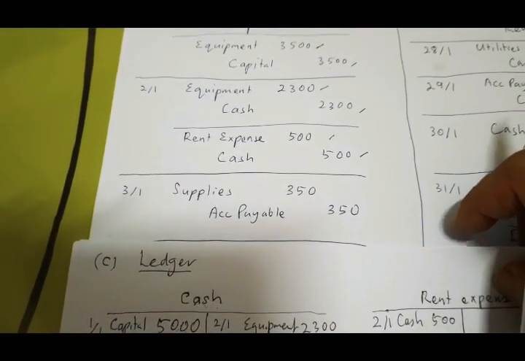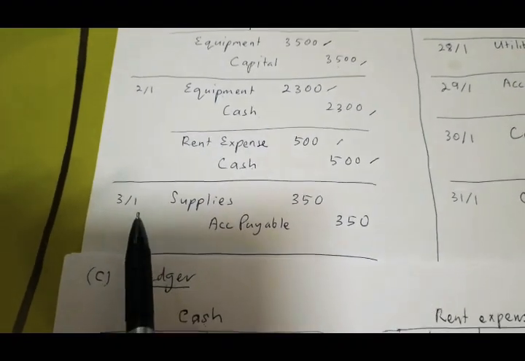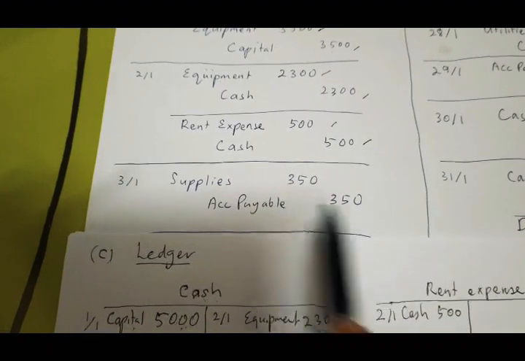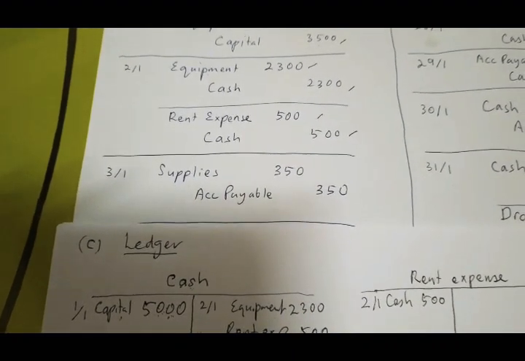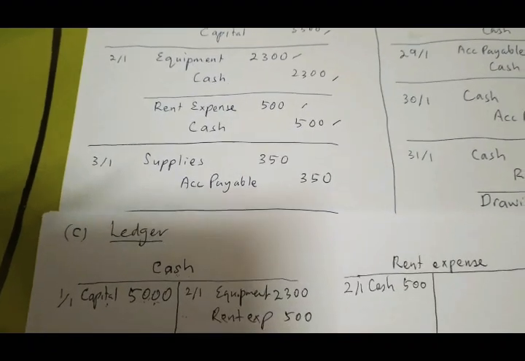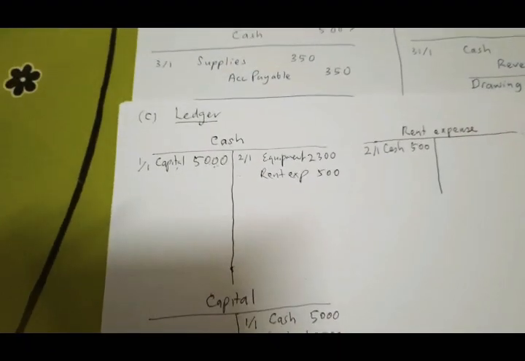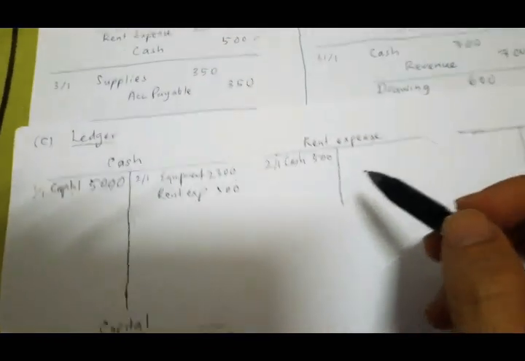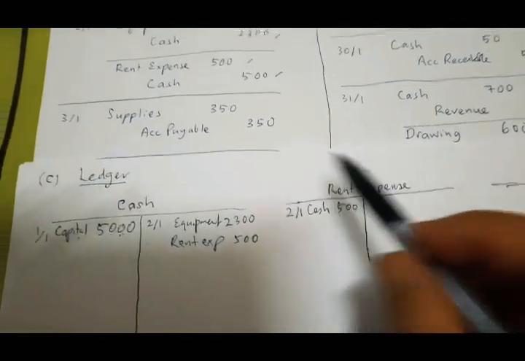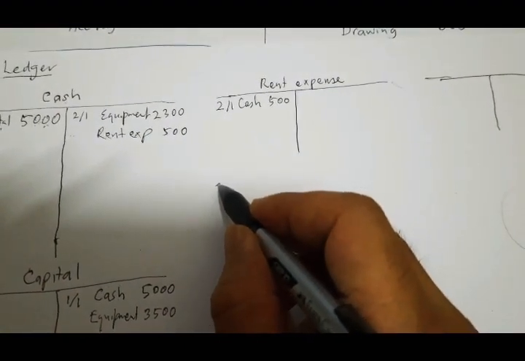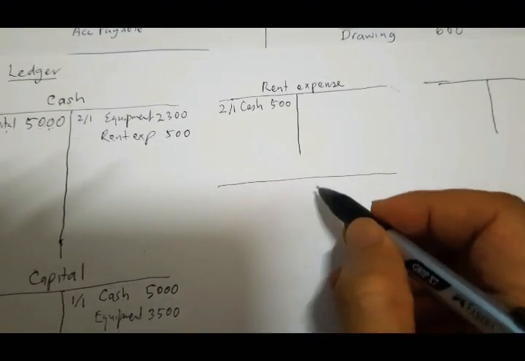The next thing is on the 3rd of January, debit supplies 350. Do we have a supplies account? No, we only have cash account, capital account, equipment account, and rent expense. So now you have to debit supplies account. So you create an account for supplies. So this is an account for supplies.